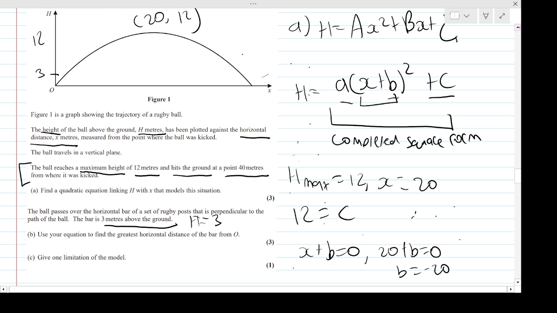So this is where you have to think a bit more about real life, and think about what could actually affect the equation or what could affect what's going on. So with limitation, remember, this is all about throwing a rugby ball in the air. Okay. So in reality, you would expect there to be air resistance, right?